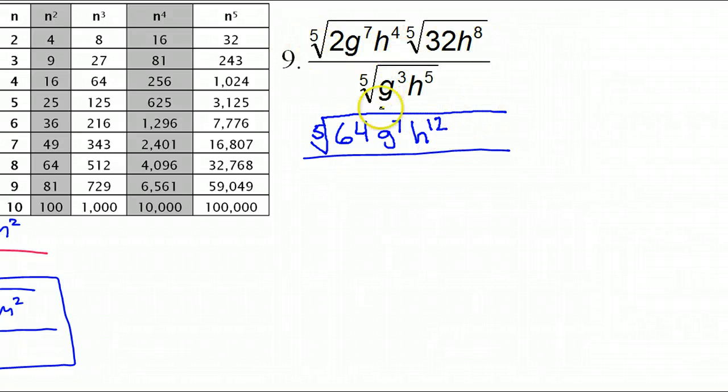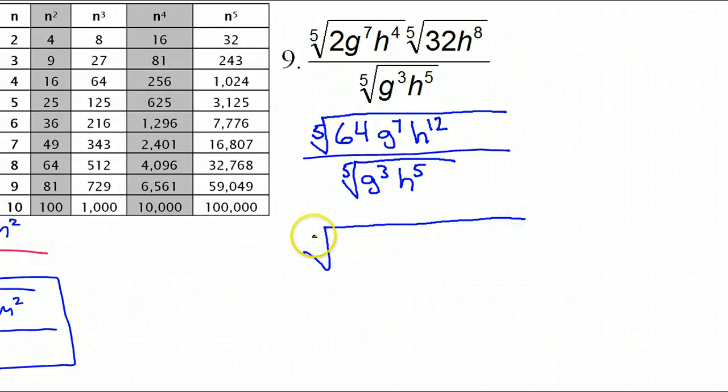So now I've put the numerators all together. So I still have my same denominator, the 5th root of g to the 3rd power, h to the 5th power. Since the roots are the same, I can do the division. There's nothing to divide the 64 by. The 64 is the only number. So that 64 is still going to be sitting there like so.